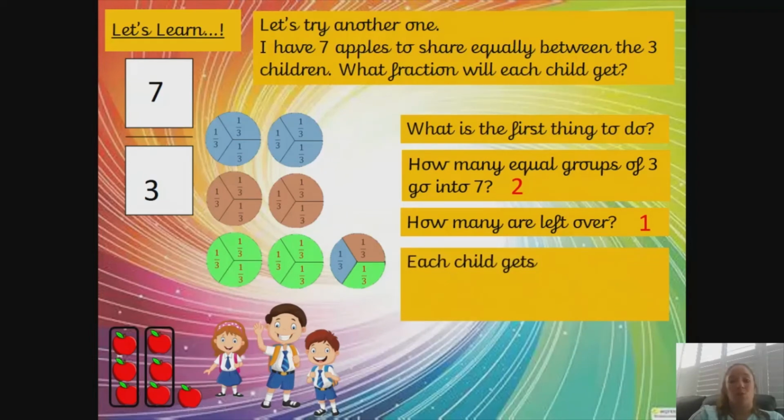So now we can see that each child will get 2 whole apples and 1/3 of another apple. Okay, so we've got our 2 whole groups, which represents the 2, and then we've got 1 left over, which we write still using our 3 as our denominator. So we've got 2 and 1/3. So each child will get 2 whole apples and 1/3 of an apple.